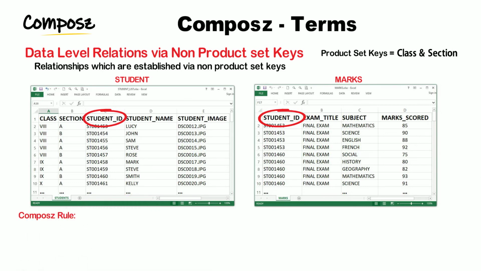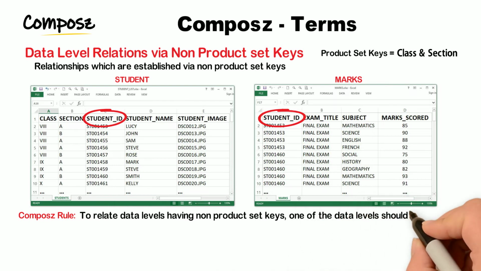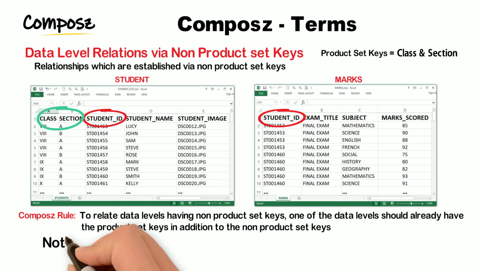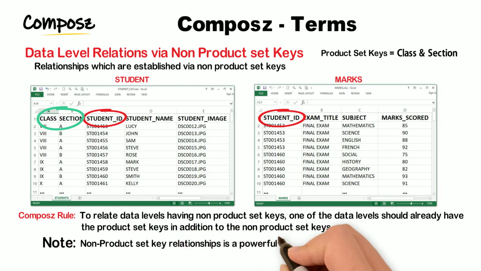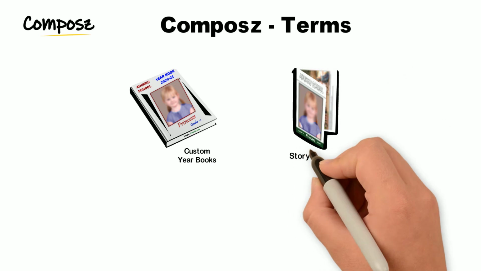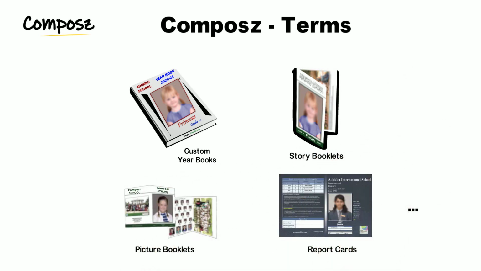Composz rule: to relate data levels having non-product set keys, one of the data levels should already have the product set keys in addition to the non-product set keys. Note: non-product set key relationship is a powerful feature which enables a number of complex products to be built easily in Composz. For example, custom yearbooks, story booklets, picture booklets, report cards, etc. can very easily be built using this feature.